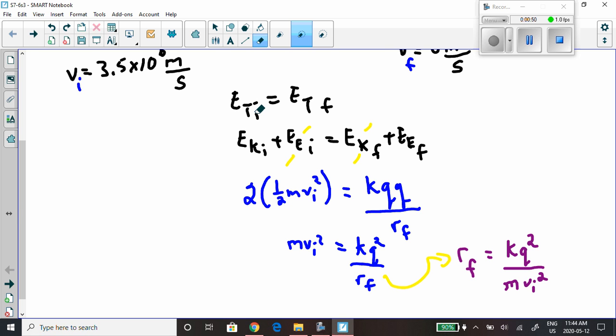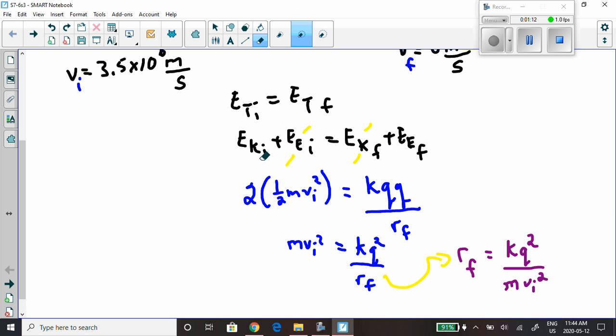Total energy initial is equal to total energy final. And we know that the energies that we're dealing with here are kinetic and electric potential, both in the initial and final situations. But the initial electric potential energy is zero. They're so far apart from each other, there's no electric potential energy. And the final kinetic energy is zero. They stop when they get as close as they possibly can to each other.